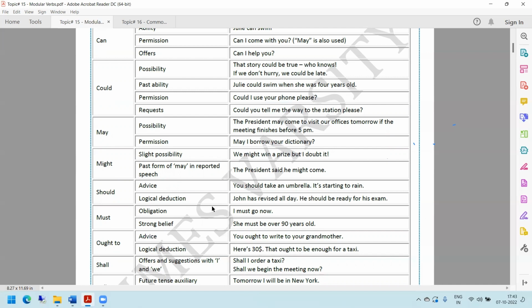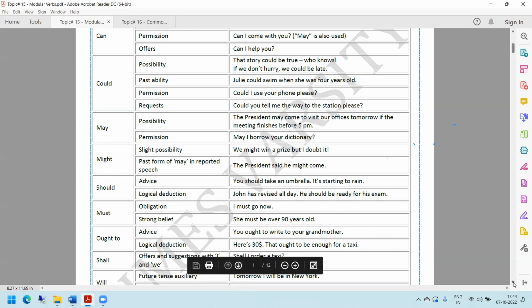Logical deduction: John has revised all day. He should be ready for his exam. So you see the logical deduction. Must, obligation: I must go now. Must, strong belief: she must be over 90 years old. So it's like strong belief or being quite confident. By using the word must, here we are expressing a strong belief or confidence.